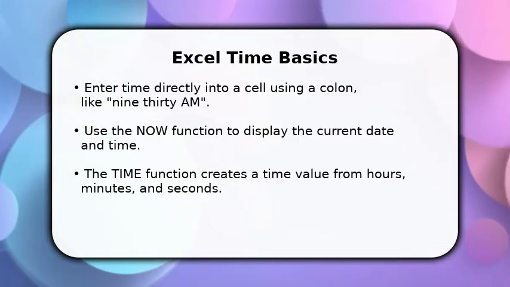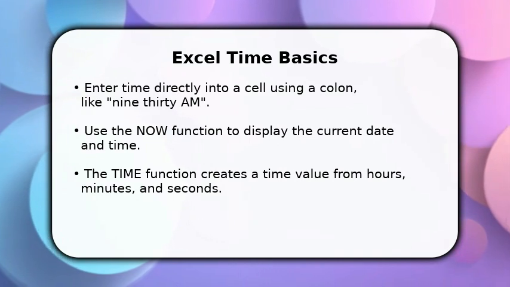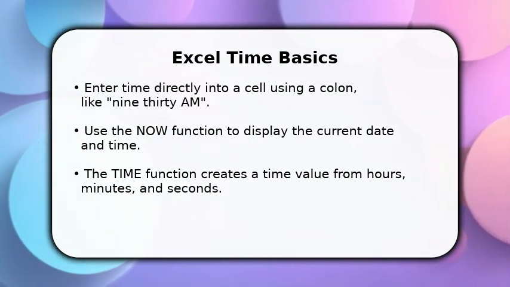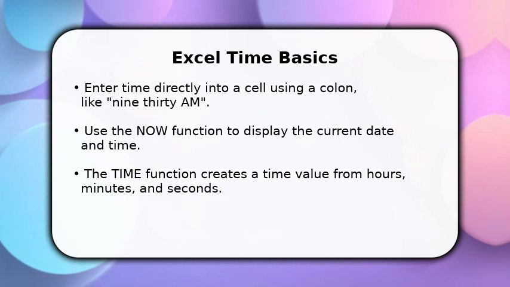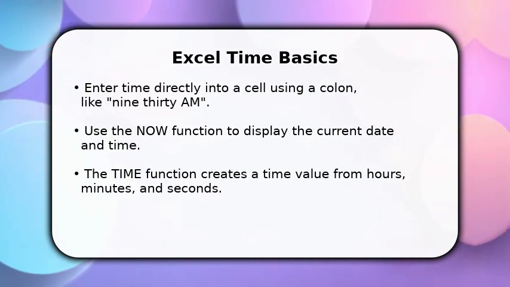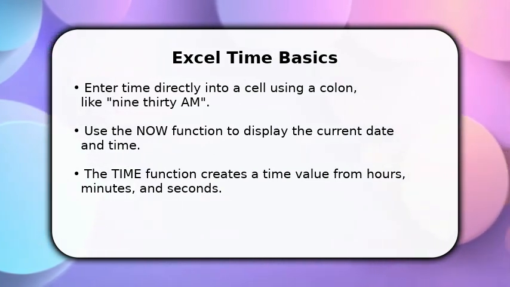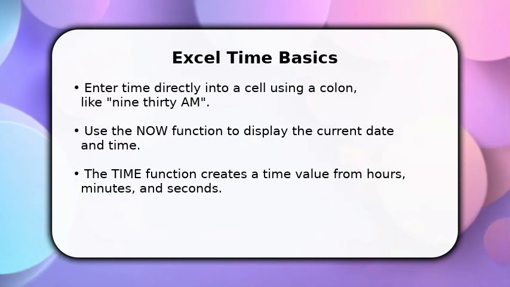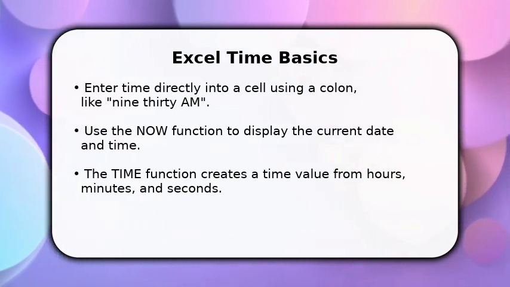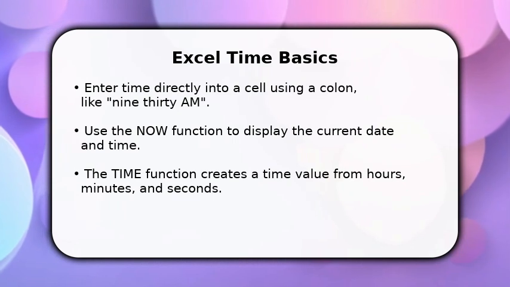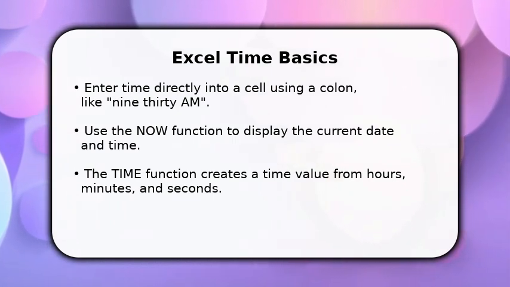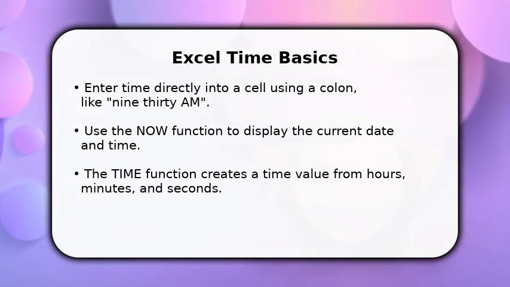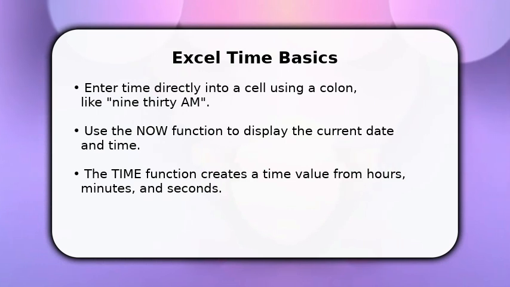In this video, I will explain how to time in Excel. Let's begin by understanding the fundamental ways to input and display time. You can simply type a time, such as 9:30 a.m., directly into a cell. Excel will automatically recognize it as a time value. For dynamic updates, the Now function instantly shows the current date and time. Furthermore, the TIME function allows you to construct a specific time using 3 arguments: hours, minutes, and seconds, providing precise control over your time entries.